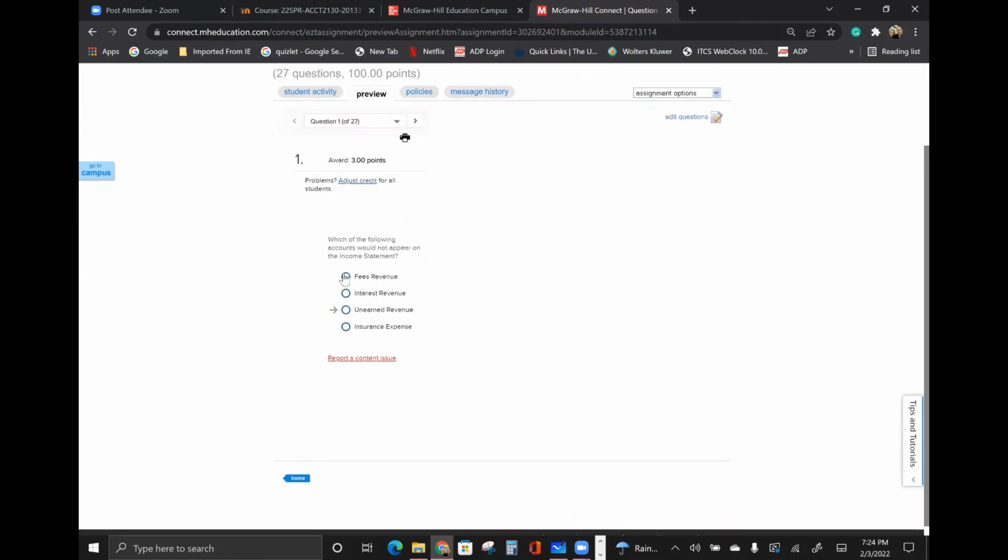So which of the following accounts will not appear on the income statement? So again, know your accounts so you know which one it is. So we got all these revenue accounts and we have insurance expense. But if you look at this particular revenue account, it says unearned revenue. So remember, unearned revenue is not earned yet. So it's not going to be on the income statement because we haven't recorded it as revenue. It's a liability.